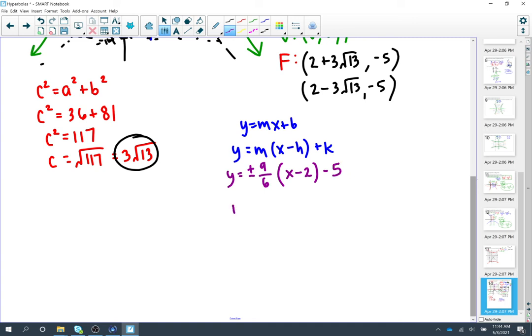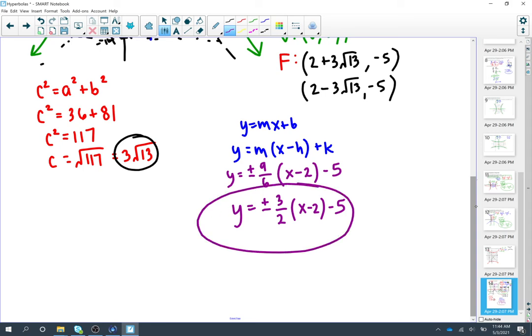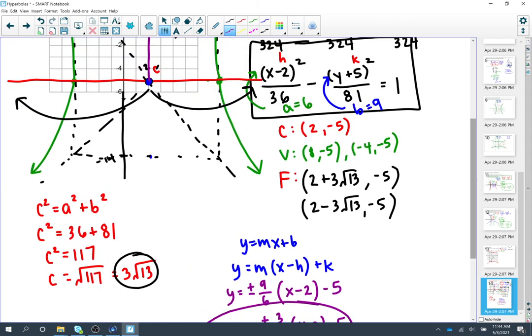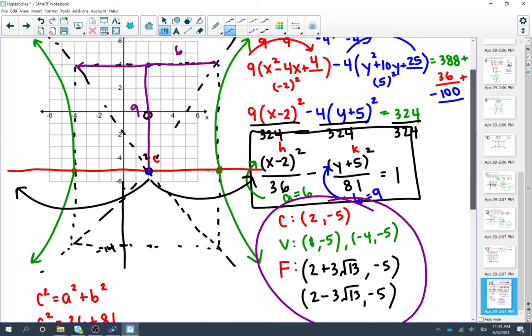Last thing we're going to do here is simplify. So 9/6 really becomes 3/2. And then x minus 2, minus 5. That's the equation of your asymptotes. And then back up here, we've got your center, your vertices, and your foci, and then your graph.